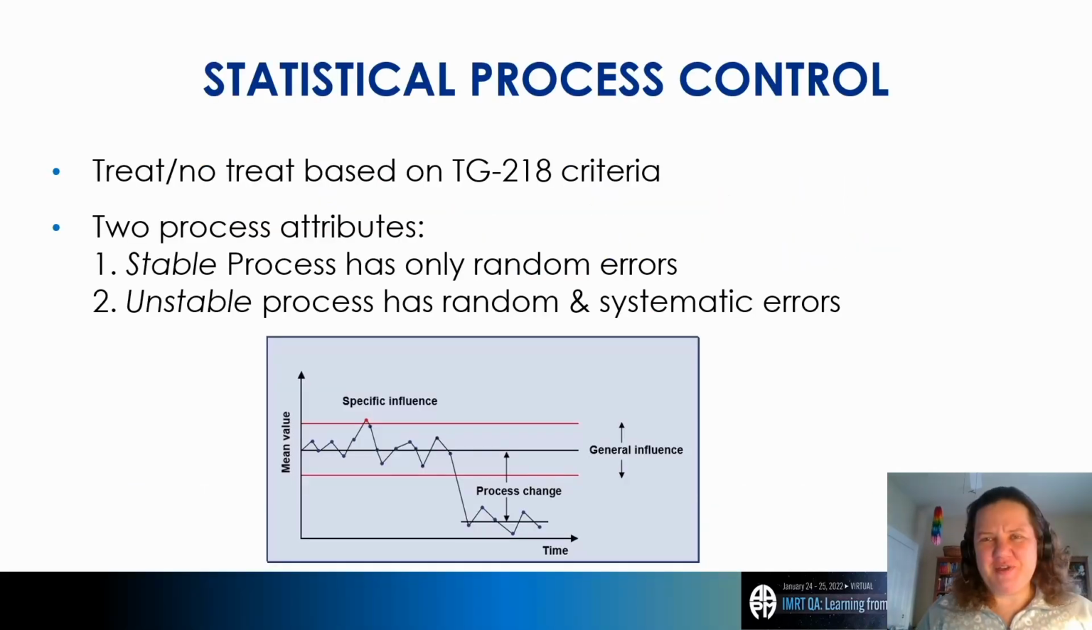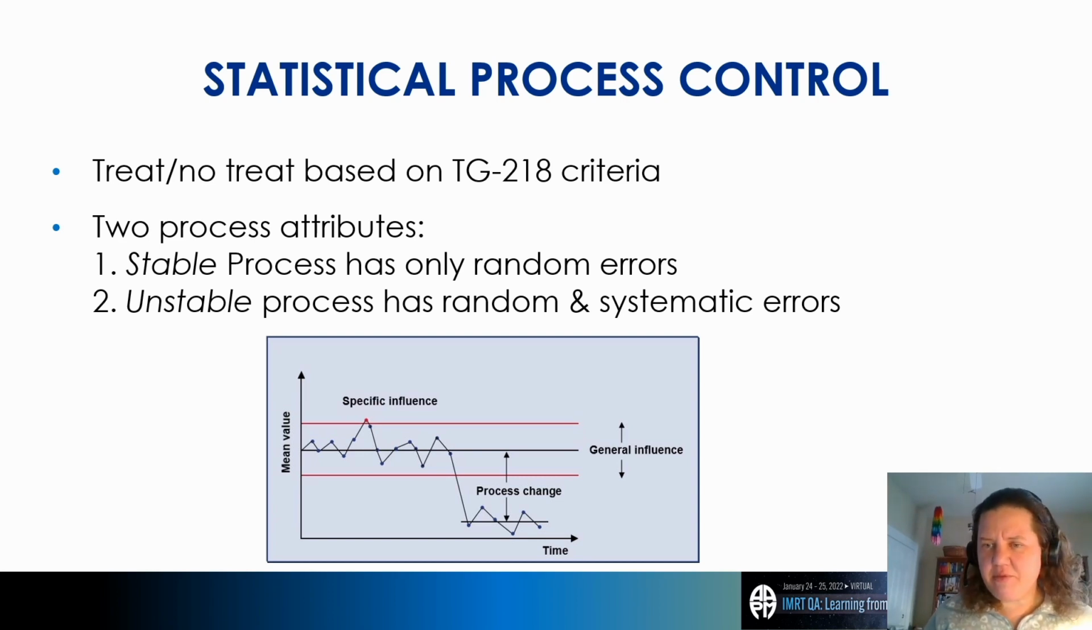Statistical process control is one of my favorite topics for QA. So let's say you have a treat, no treat decision based on TG218 criteria, and you get a bunch of IMRT measurements over the year. Now you can file these processes and give them two process attributes. You can have a very stable process where you just have the usual random errors that you get when you do any measurement. But you could also have an unstable process that has not only random, but also systematic errors.